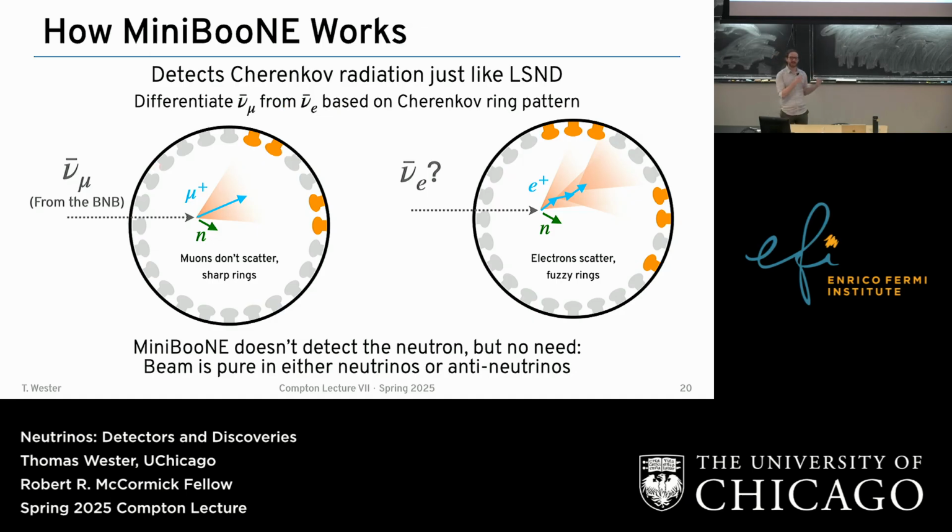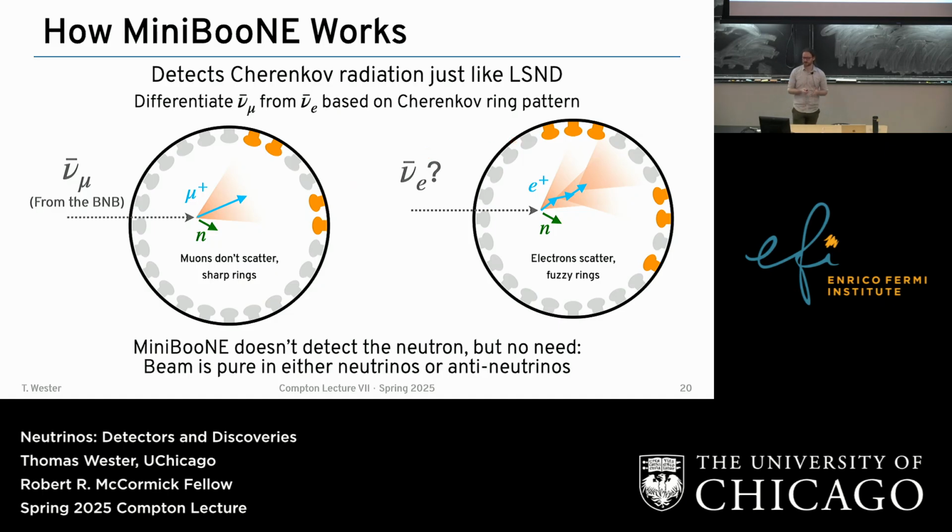If you had an anti-electron neutrino, and remember we're looking for the oscillation of anti-muon neutrino to anti-electron neutrino, then you would get something slightly different, because that electron that's produced in the interaction would scatter around a little bit. It's a lot lighter than the muon, so it would produce a ring pattern that was much more fuzzy than a muon would. So the muon just kind of travels in a straight line, but the electron scatters around a little bit and produces light that goes everywhere. So your ring is not quite as sharp.